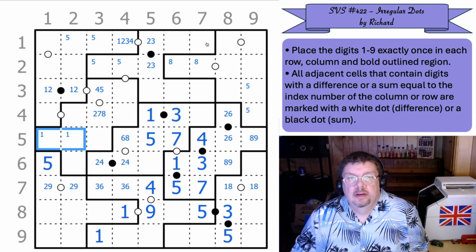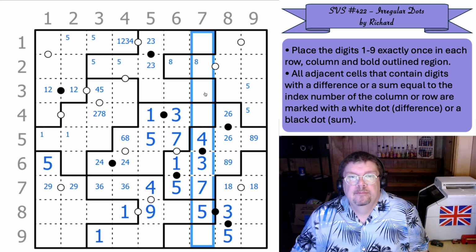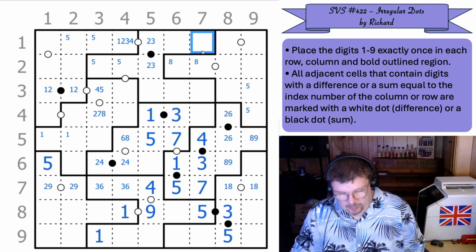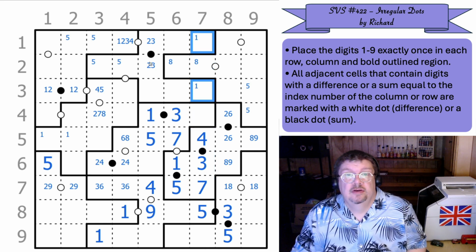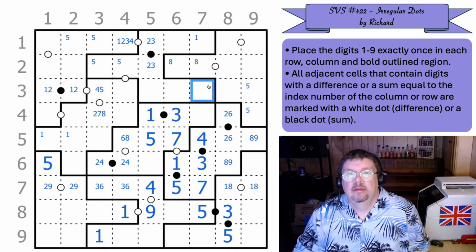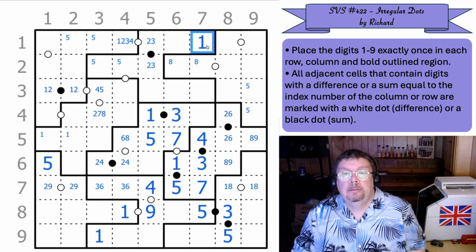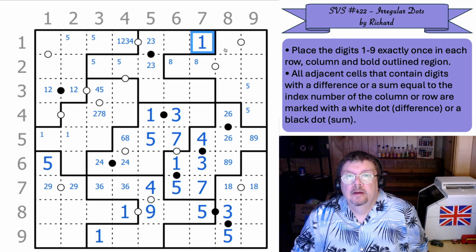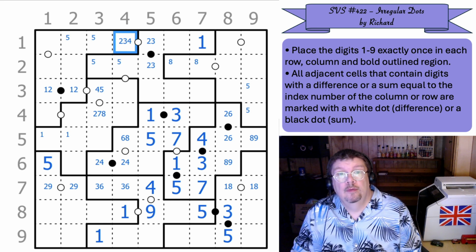So I need a 1 in this column. Yeah, that has to be in one of those two because this region needs a 1 and all the other slots are taken. And this one too means it's not that one. That's a 1. So that is not a 1.